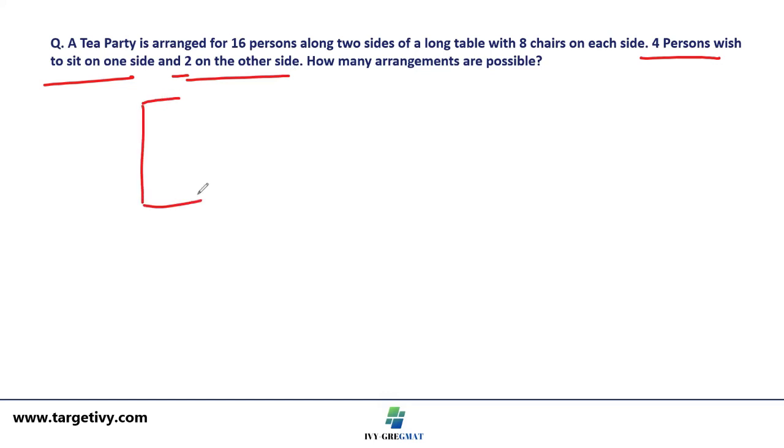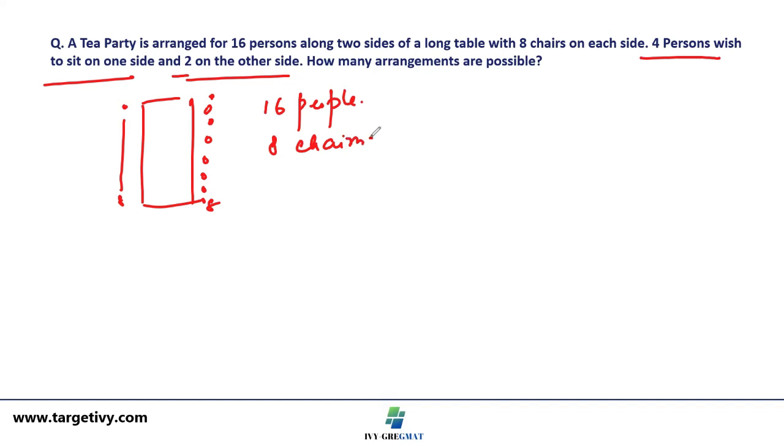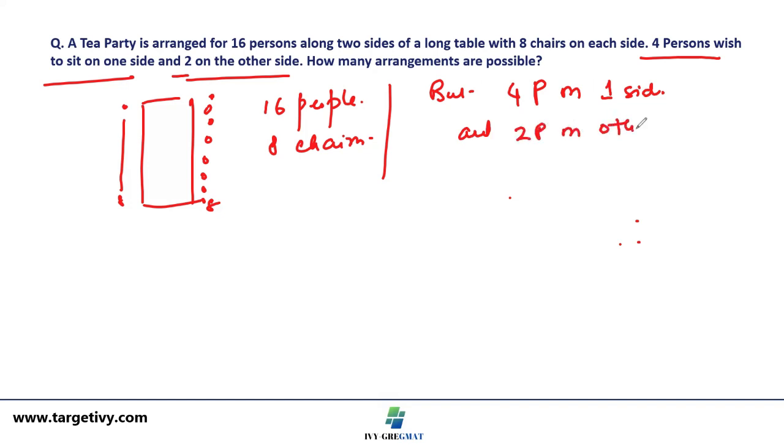Let's draw a table quickly. 1, 2, 3, 4, 5, 6, 7, 8. Here also there are 8 chairs. Here also there are 8 chairs. So total 16 people are there. If that is the case, but we have got 4 persons on one side and 2 persons on the other side.